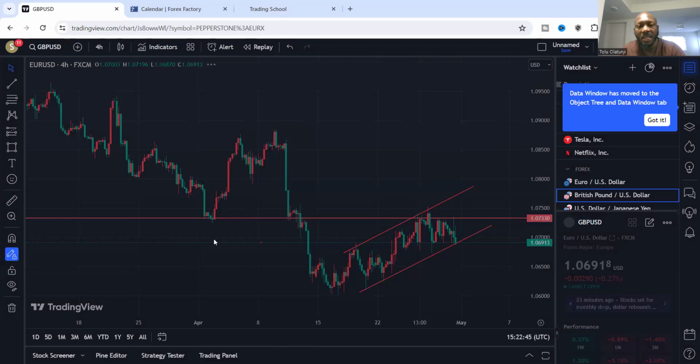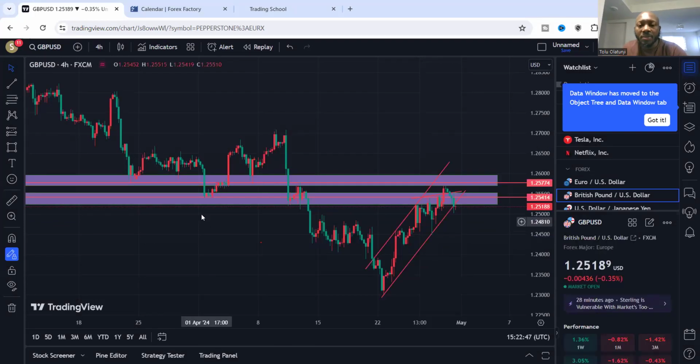GBPUSD, and then we'll call it a day. Same scenario with the pound. First thing you can see is what? The trend is what? It's a downtrend. If you're looking forward to selling, you can see this area that we mapped out over here.